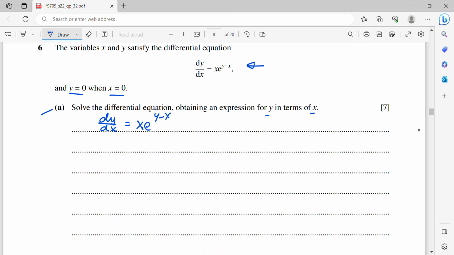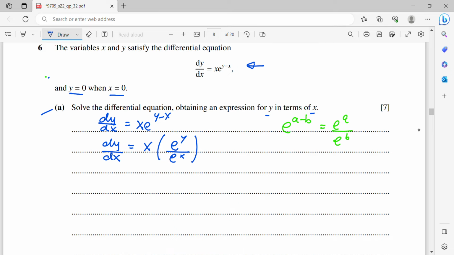For this case, before you decide what to do, first of all, the e to the power of y minus x, you can split it into two terms. We have a formula: e^(a - b) is basically e^a over e^b. By applying that, I will get e^y over e^x. Now obviously we can solve this using separable variables.